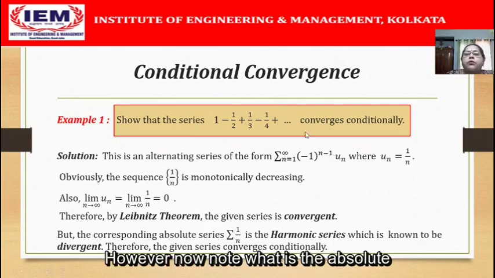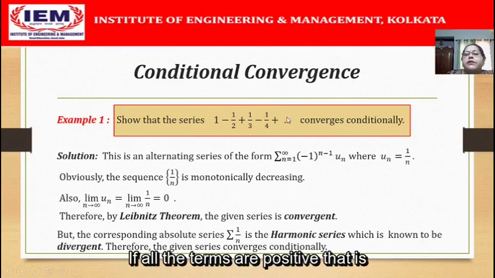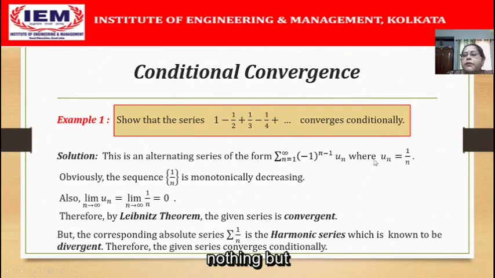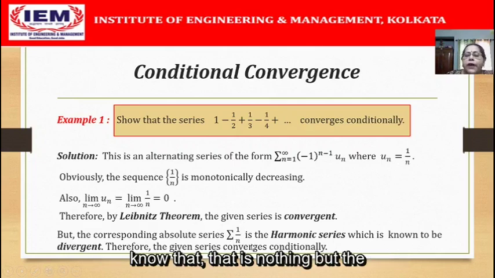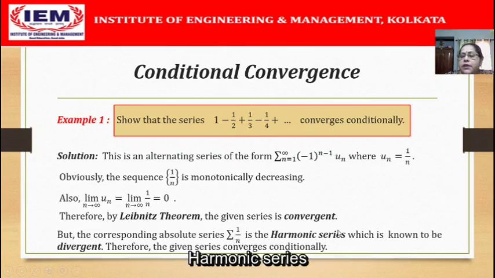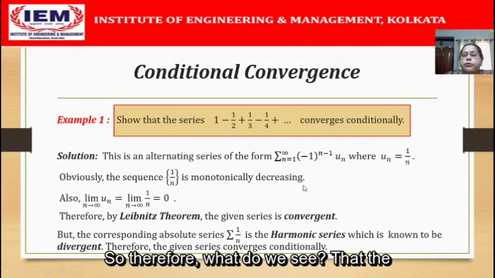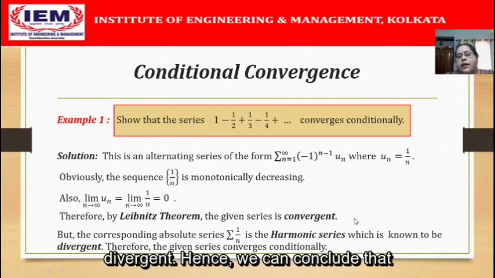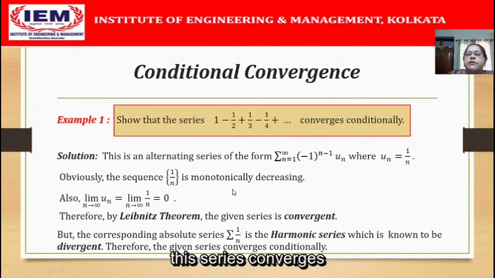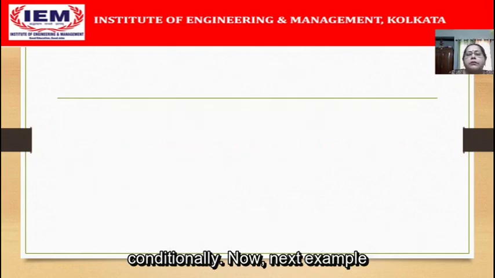However, now note what the absolute series of this one is. If all the terms are positive, that is nothing but summation 1/n. And what is that? We all know that. That is nothing but the harmonic series, which is known to be divergent. So therefore, what do we see? That the given series is convergent, but its absolute series is divergent. Hence, we can conclude that this series converges conditionally. Now, next example.